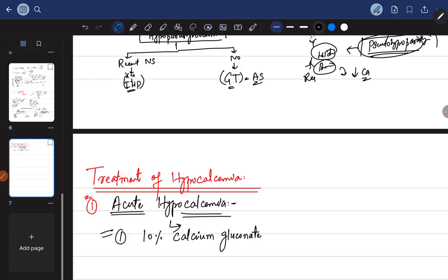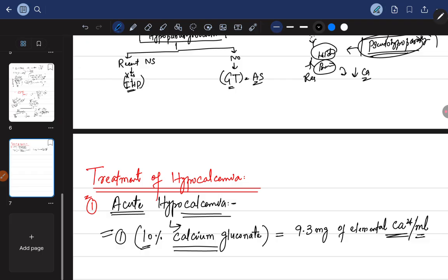Remember this, 10% calcium gluconate. It contains 9.3 mg of elemental calcium per ml. So 10% calcium gluconate, how much calcium does it contain? 9.3 mg of elemental calcium per ml.